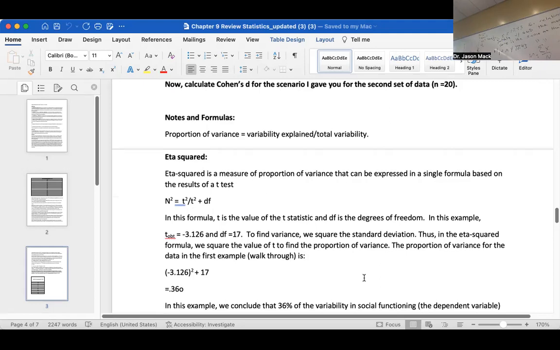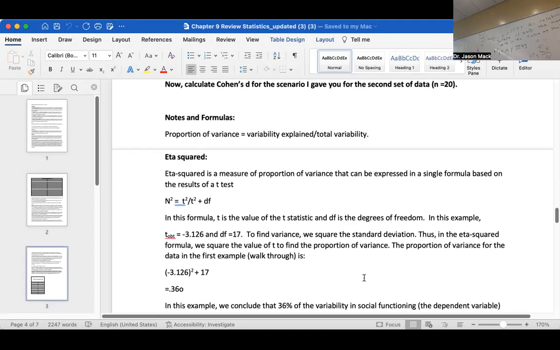To find variance, we square the standard deviation. Now watch your order of operations for this to work. If you get a weird number, you're not doing PEMDAS: basically everything in the brackets, numerator, and then denominator, to make sure you're doing it correctly. To find the variance, we square the standard deviation, thus the eta squared formula. We find the value of t, so 3.126 squared plus 17. So you should be able to get 0.36.